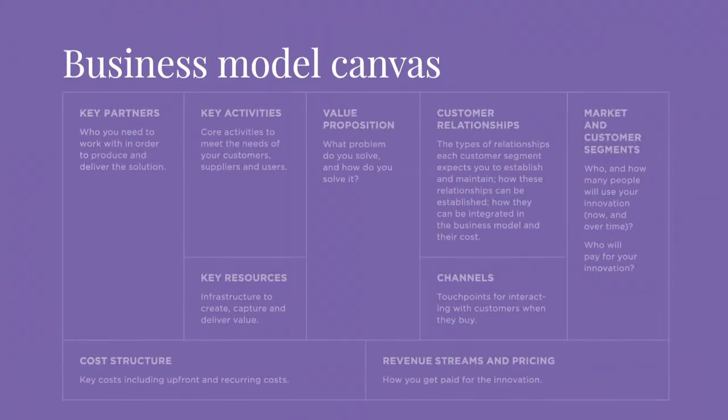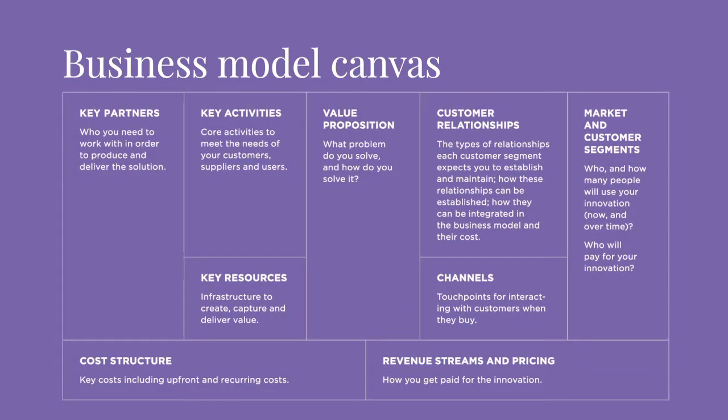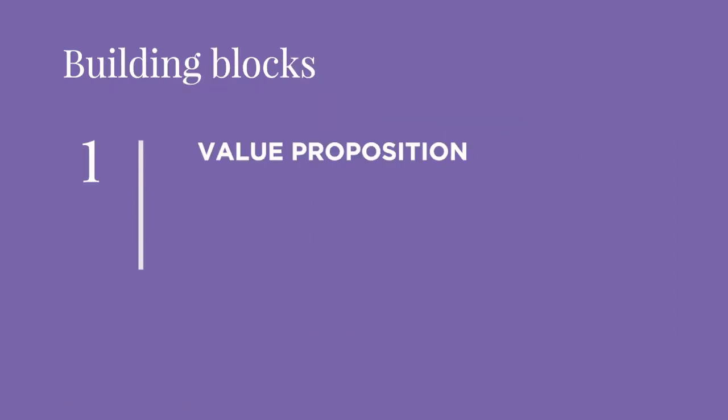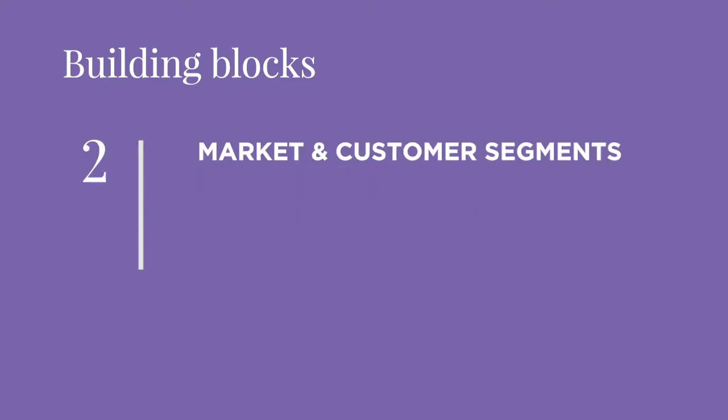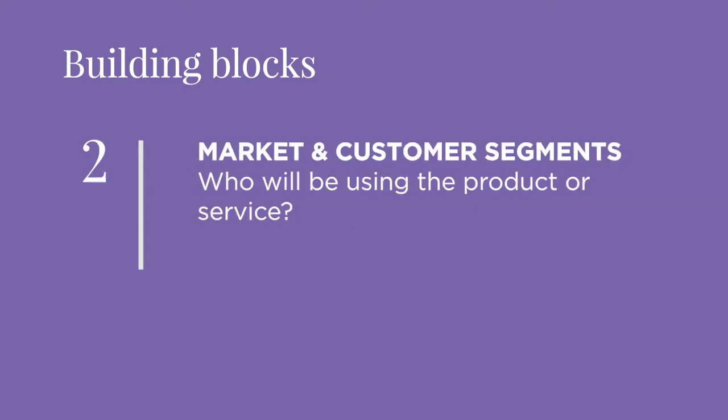In order to explore a business model, an innovator can use a business model canvas that looks like this. The canvas will help the innovator identify 9 building blocks that make up a business model. These are value proposition. What value does the product or service create for the intended user? Market and customer segments. Who will be using the product or service? That is, who is your target user?